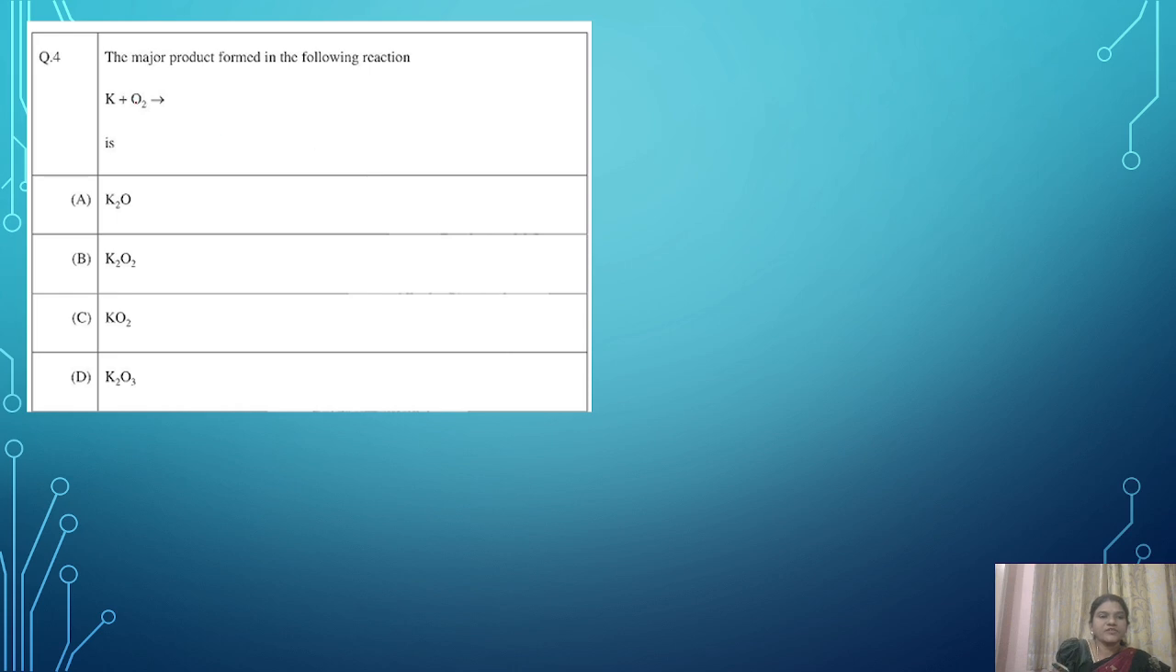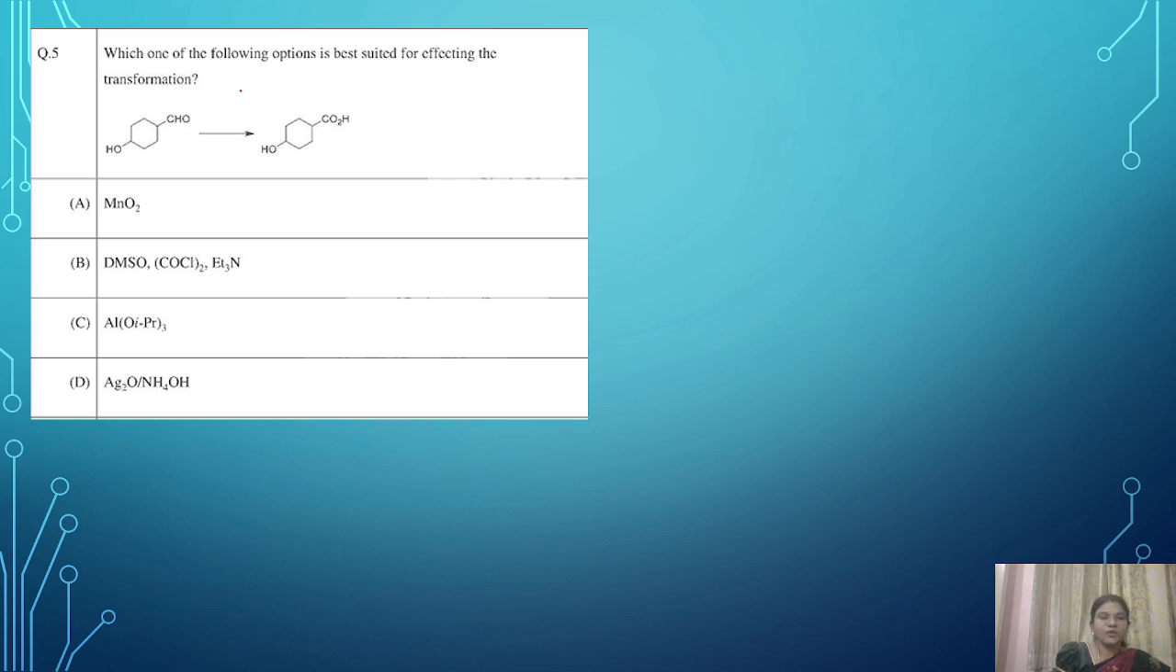And then the next question: the major product formed in the following reaction. Which is the major product? Potassium is an alkali metal. Usually lithium forms oxide and sodium forms peroxide in the presence of oxygen. Other alkali metals like potassium, rubidium, cesium all form superoxide. Therefore, the right option is C. This is superoxide.